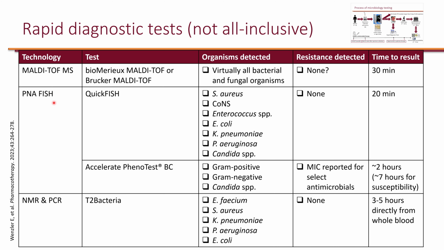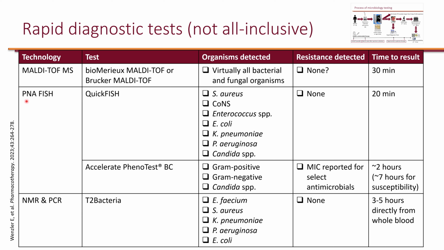Now, beyond PCR, we have other technologies. For example, MALDI-TOF, which is a powerful machine. It can virtually detect all bacterial and fungal organisms, and it's pretty fast. It can do it in 30 minutes. However, its limitation is that it cannot reliably detect resistance. Now, there is a question mark here because this is an area of active research, so it is under development. But currently, most organizations use this for detection specifically, not for resistance.